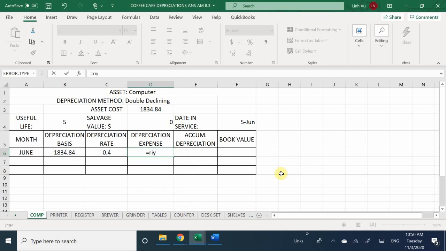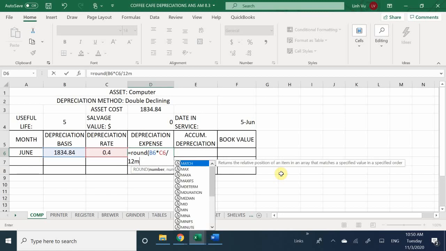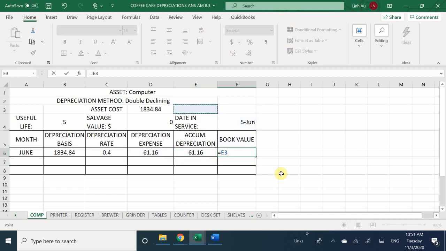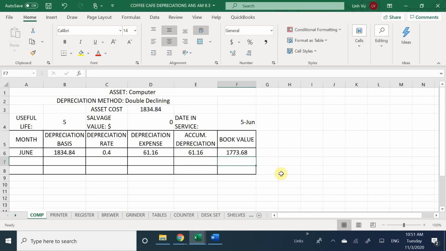Times 0.4, divided by 12. 61.16. Good. Right, so what's my book value going to be? 1773.68. Good.